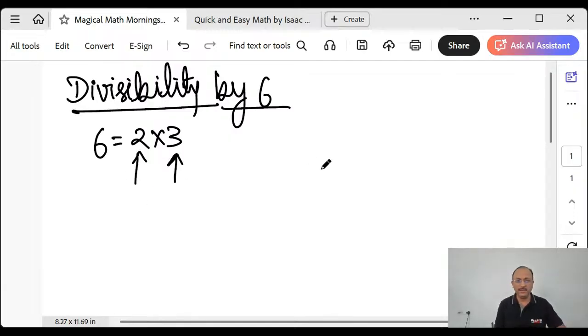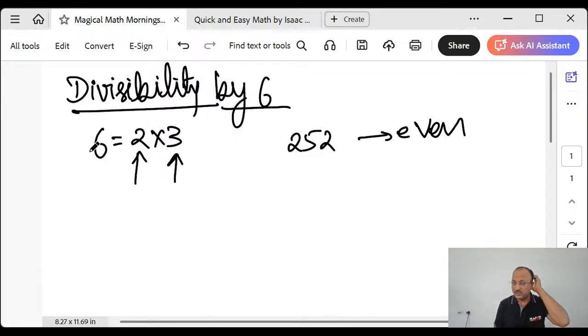Suppose you have one number like 252. What we should do? You check first, is it divisible by 2? That means it should be even. If it is an odd number, then it is not divisible by 6, so directly we can reject it. So first thing, it should be even, which means it is divisible by 2. Then we'll check with 3.